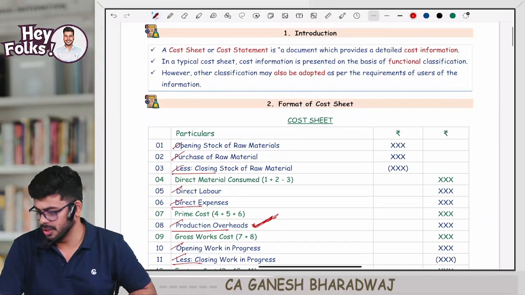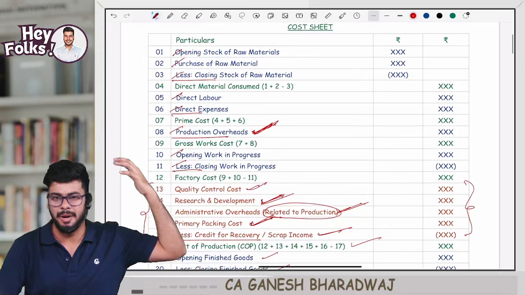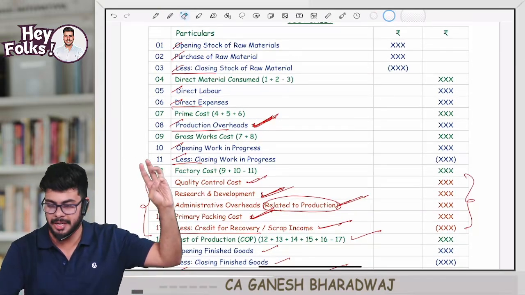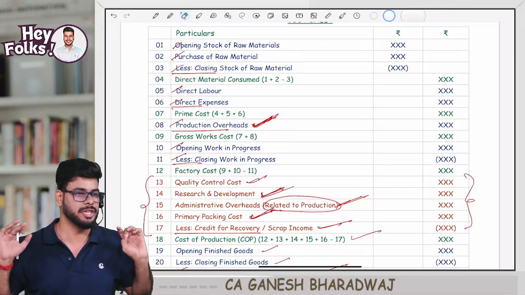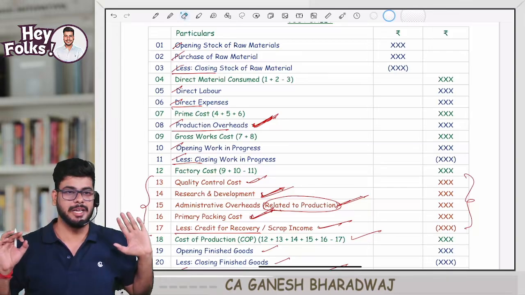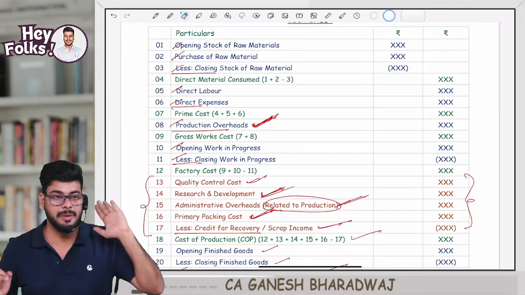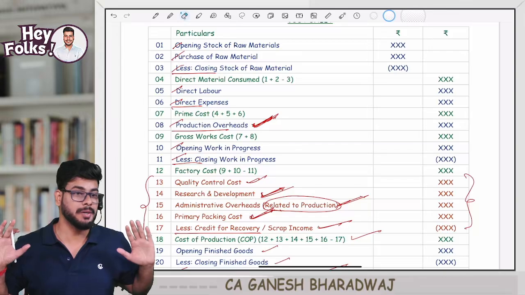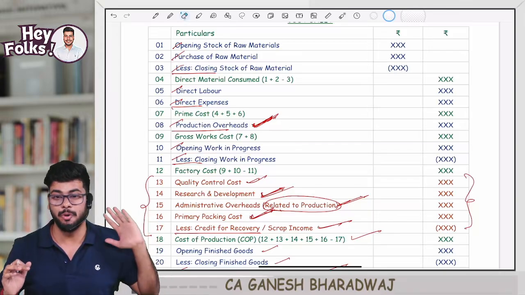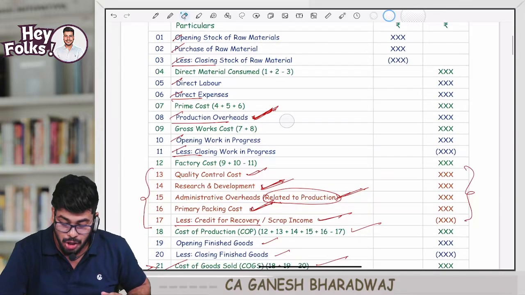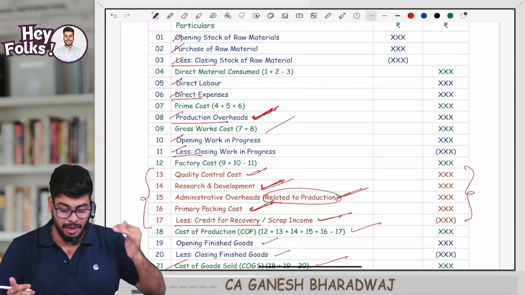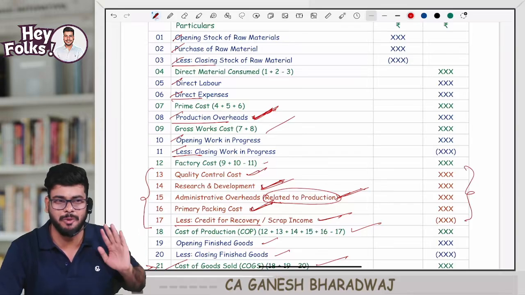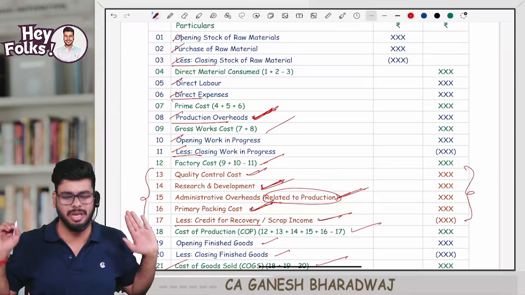Now quickly, let's do this format of the cost sheet once again. Come on, everyone participate. Opening stock of raw material, plus purchases minus closing stock gives you what? Direct material consumed. Now enter into your WIP area. Add direct wages, add direct expenses, gives you what? Prime cost. To this add your production overheads, it gives you what? Gross works cost. Now add your opening WIP, subtract your closing WIP, you call it as what?